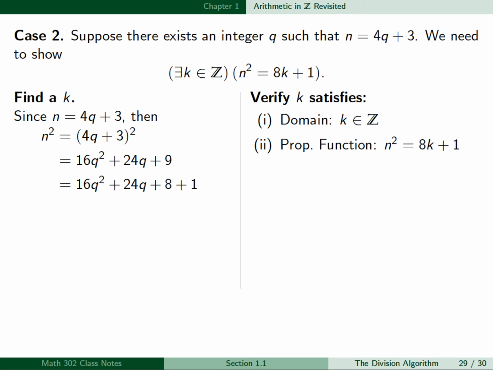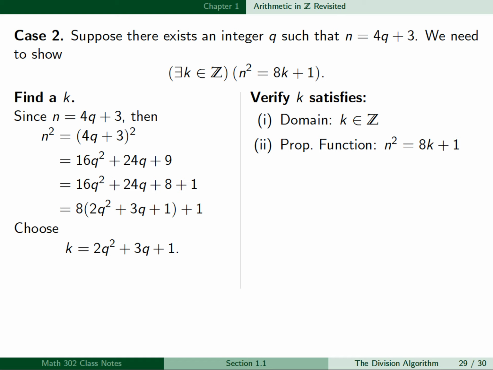And then looking at our first 3 terms on the right there, you can see there's a common factor of 8. So this will be 8 times the quantity 2q squared plus 3q plus 1, plus 1. And now this looks like our propositional function, so we want to choose k to be the quantity in parentheses 2q squared plus 3q plus 1. So we've now found our k.